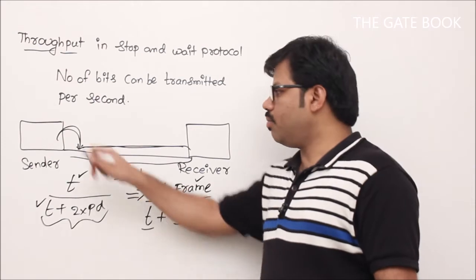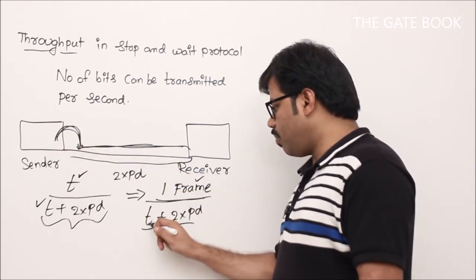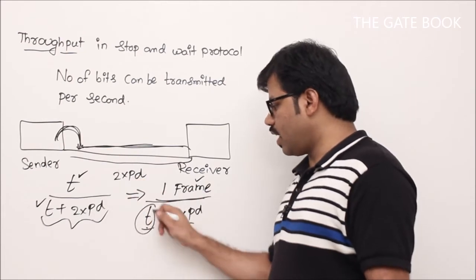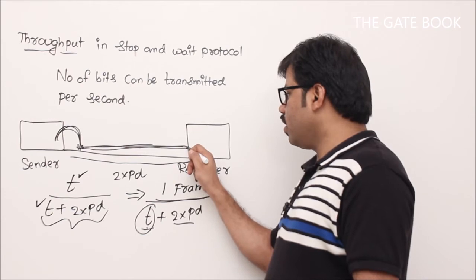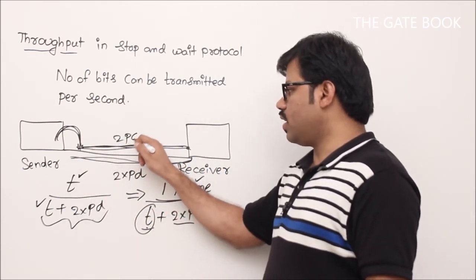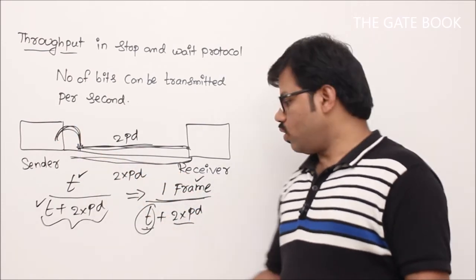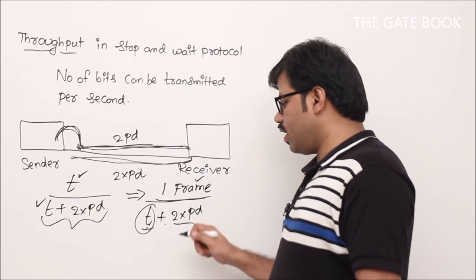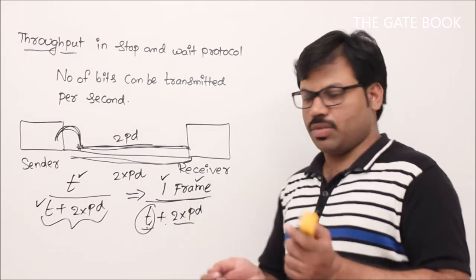Finally, the answer is one frame per this entire period of time. What is that period of time? First send the frame, the last bit will reach after T point of time, that means transmission time. Then the last bit will go here. When the last bit goes here, now the acknowledgement starts coming. Then this entire thing is 2 into propagation delay, and the last bit will come to the line after transmission time. So total T plus 2 into PD, in this overall period of time, only one frame. This is the maximum throughput possible, right?